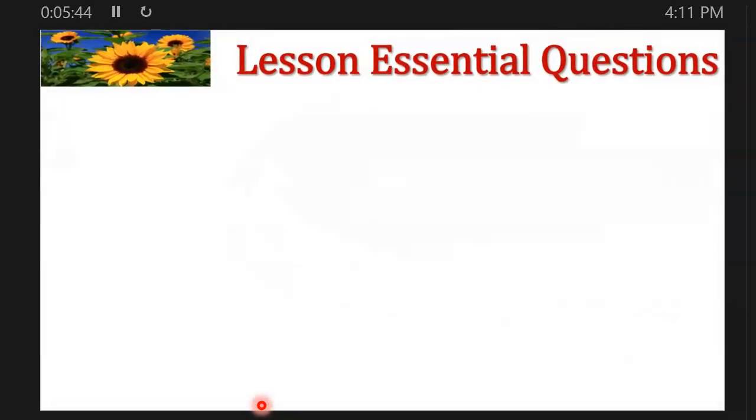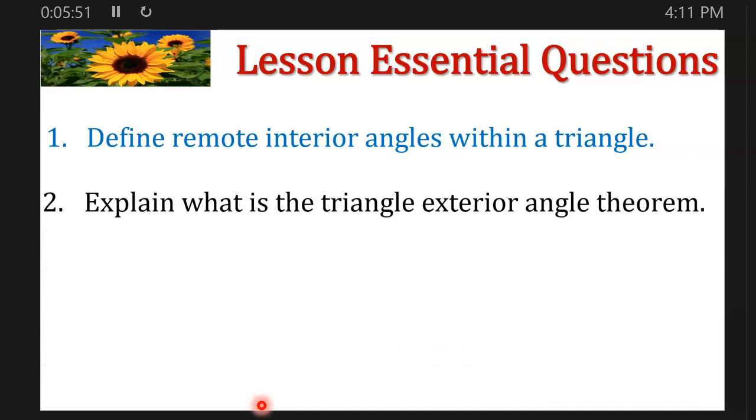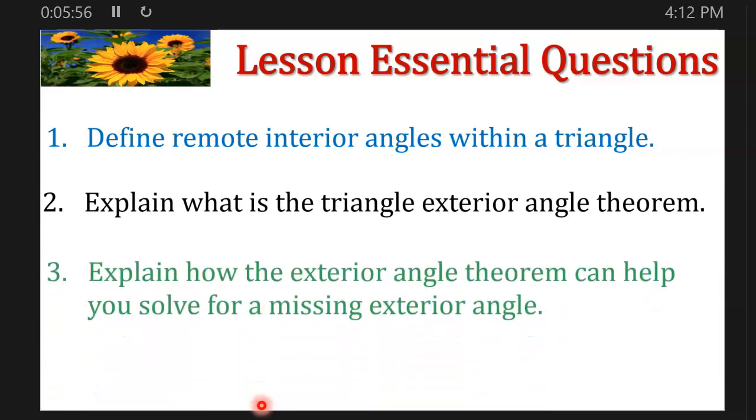All right, lesson essential questions. The first one is define remote interior angles within a triangle. Number 2 is explain what the Triangle Exterior Angle Theorem is. And number 3 is explain how the exterior angle theorem can help you solve for a missing exterior angle.